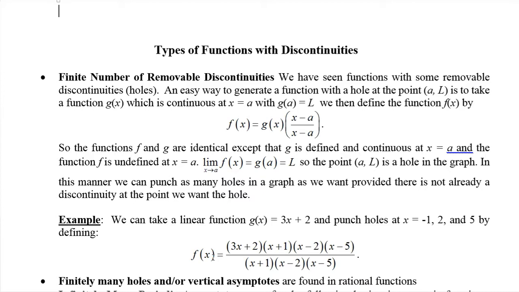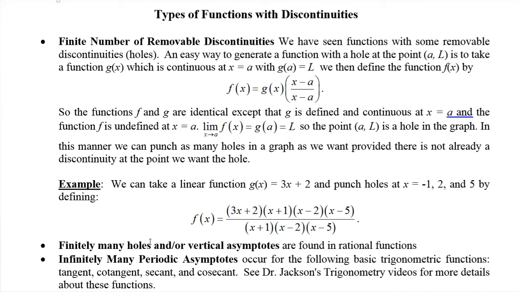For example, we could take a nice solid line, 3x plus 2, and we could punch holes at x equals negative 1, 2, and 5 by taking 3x plus 2 and multiplying by (x plus 1) over (x plus 1), (x minus 2) over (x minus 2), and (x minus 5) over (x minus 5). This will look just like a line with 3 holes in it. So we can easily get a finite number of discontinuities that way.